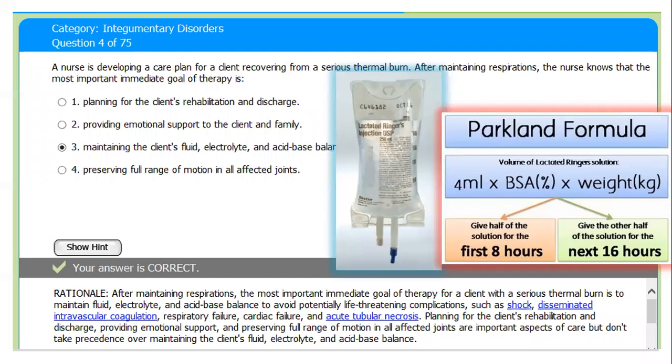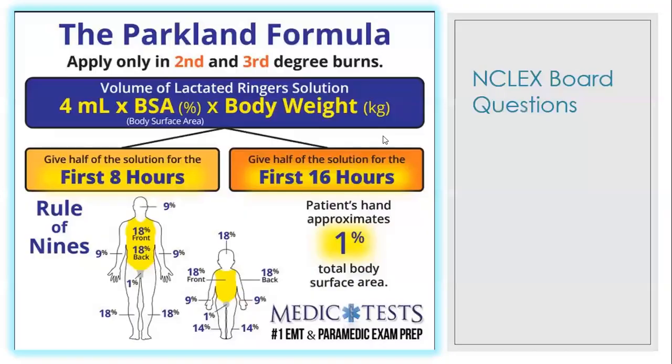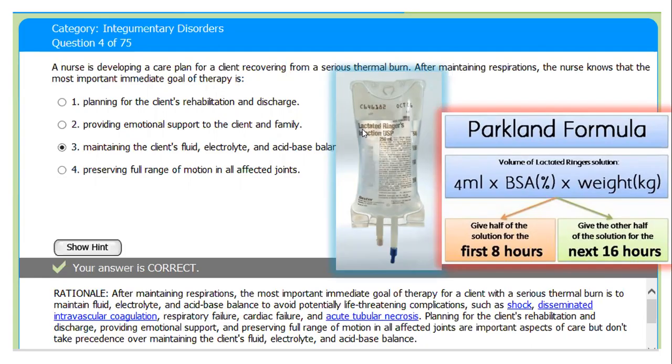The NCLEX board asks a question: if a patient has a burn, what kind of solution or saline solution do we prefer? We always prefer lactated Ringer's solution. And another question the NCLEX board asks: how do we calculate how much fluid my patient needs? We follow the Parkland formula.